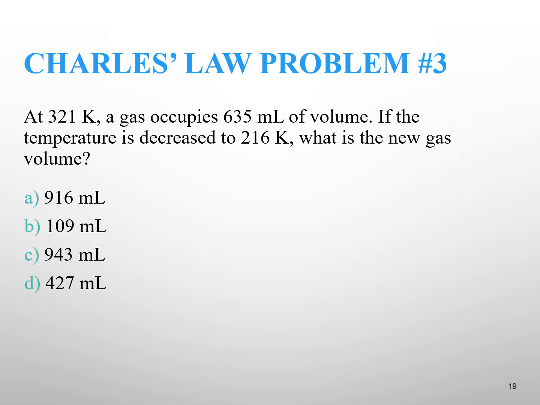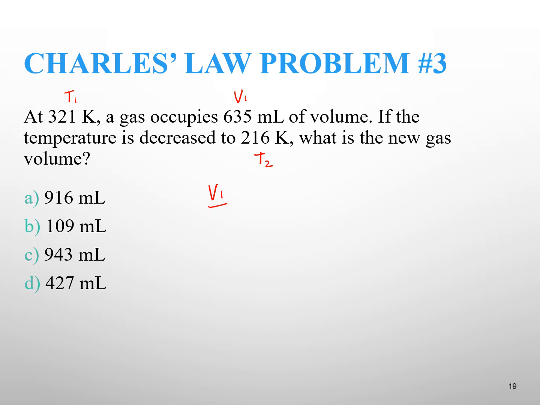Let's take a look at the third problem for Charles' law. We will be using our same formulas again. So we have a temperature of 321 Kelvin. That's my T1. And then I have a gas that's 635 mL. That's my V1. And if the gas temperature is decreased to 216 Kelvin, that's T2. What is the new volume? So we're looking for V2, okay?